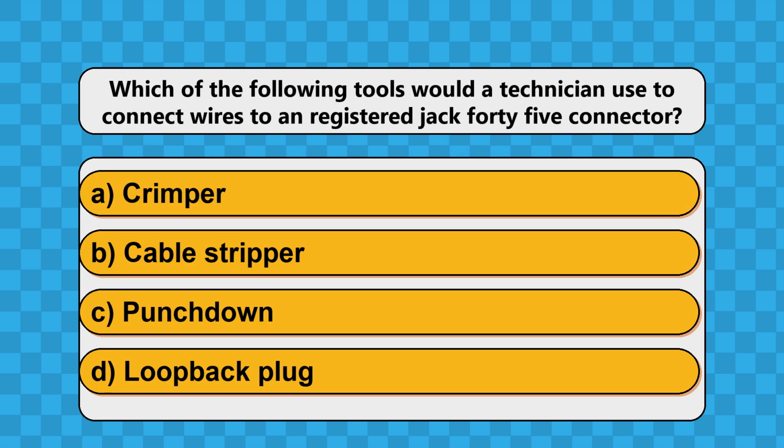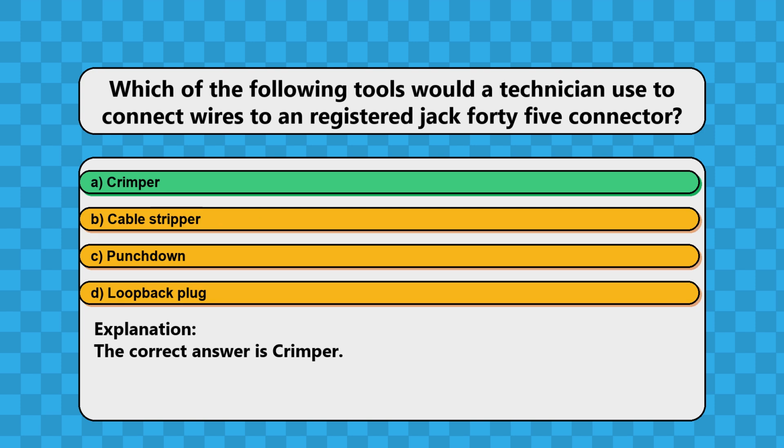Question 17. Which of the following tools would a technician use to connect wires to a Registered Jack 45 connector? Option A, crimper. Option B, cable stripper. Option C, punch down. Option D, loopback plug. The correct answer is option A, crimper.